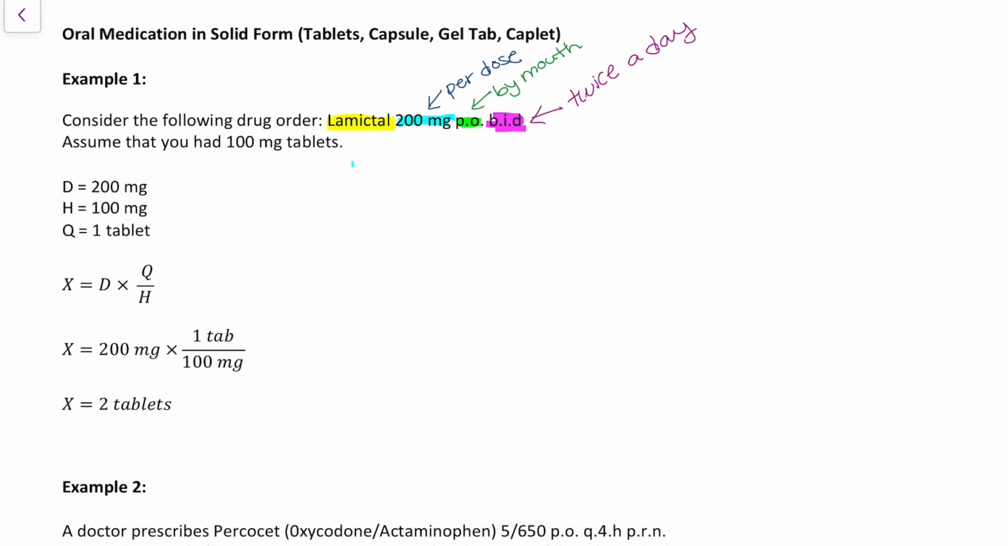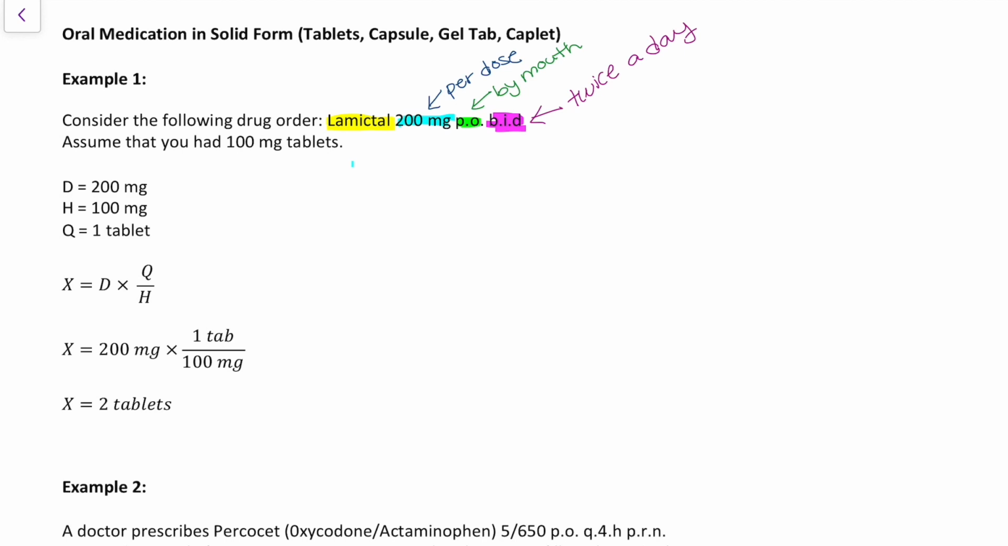So you can see that we have a formula here, but really it's the same as our conversion questions. We're taking the 200 milligrams, and we're figuring out how many tablets. There's 100 milligrams per tablet, so I need 2 tablets per dose.